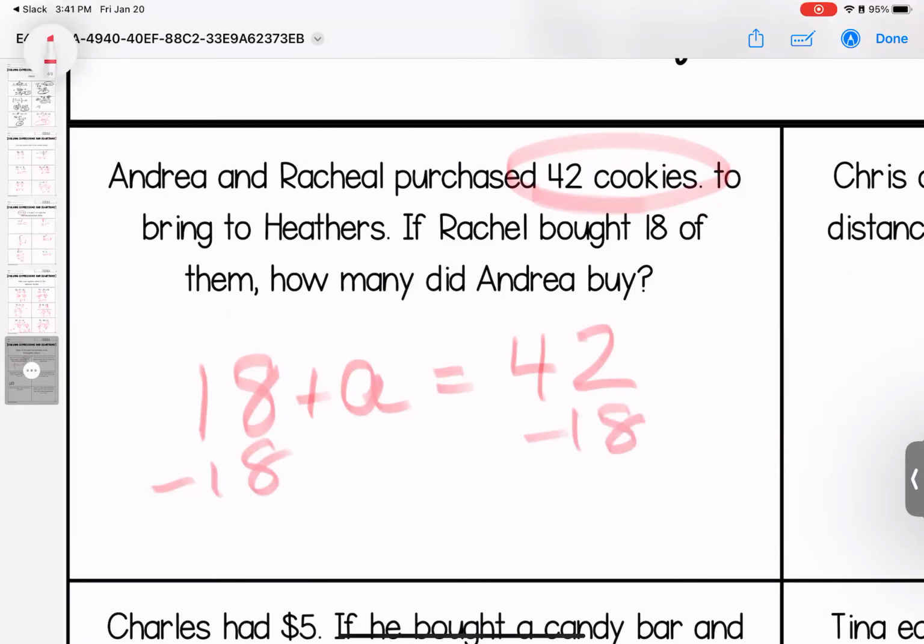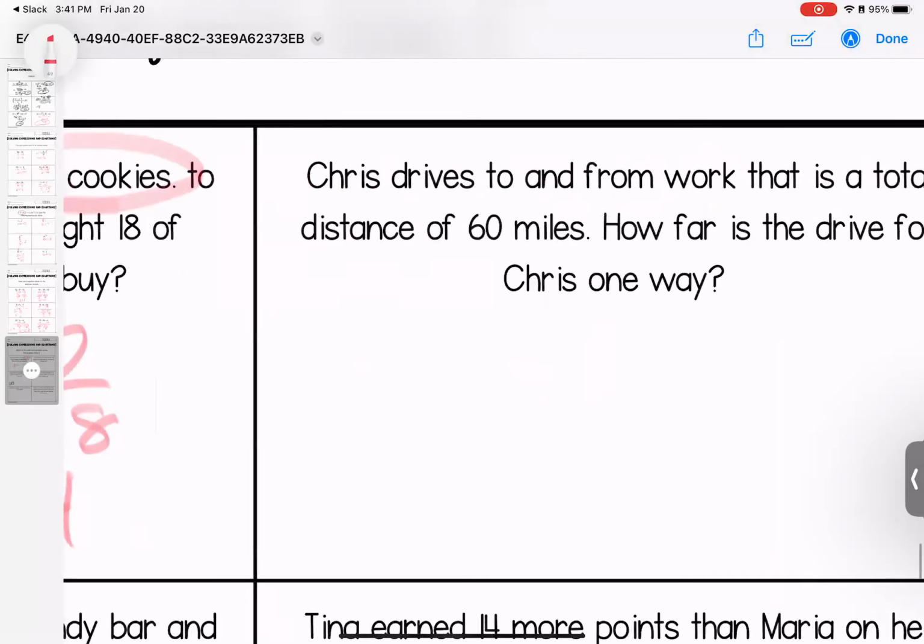Subtract 18 from both sides. That means that Andrea bought 24 of the cookies. I can sub it in to check. 18 plus 24 equals 42.